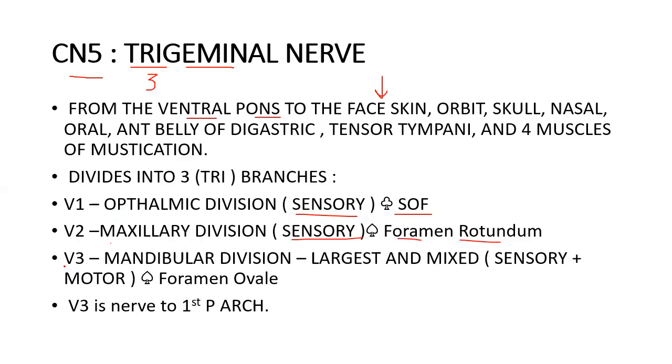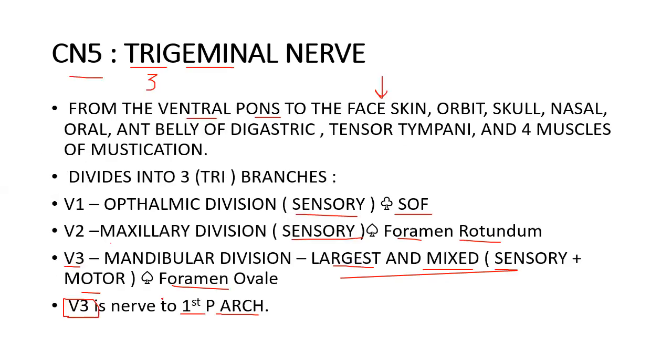And then V3 is our mandibular division. So it goes around the region of the mandible, being the largest, and also it's mixed. So it's sensory plus motor, and then exits through the foramen ovale. So superior orbital fissure, foramen rotundum, foramen ovale. So V3, when you talk about embryology, is the nerve of the first pharyngeal arc. In embryology, you talk about the pharyngeal arches, first, second, third, fourth, and sixth. This is the nerve of the first pharyngeal arc. So just get that, right?